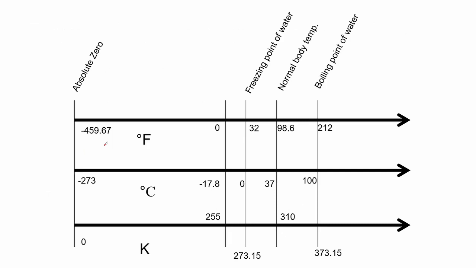Here we have the conversion of the temperature scales. 0 Kelvin is equal to -273 degrees Celsius or equal to -459.67 degrees Fahrenheit. When we say 0 Kelvin, it usually means it is the absolute zero temperature where it is assumed that the particles are not moving.